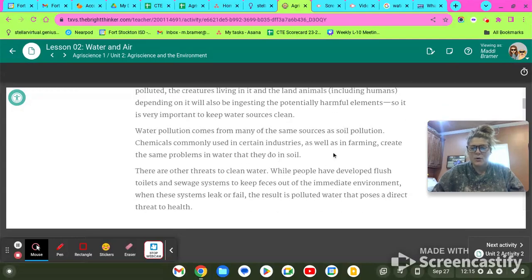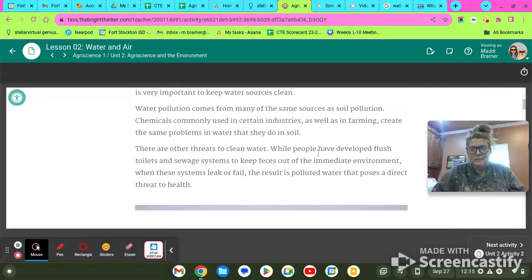That's why it's very important that we're not just wasting materials, pouring chemicals right onto the soil, on the dirt, oils, anything like that, because it's going to eventually saturate its way into the water.